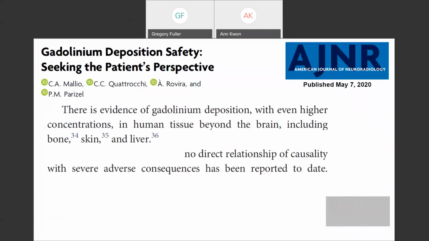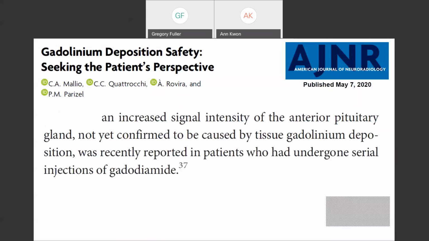Well, there's no direct relationship with causality. Yeah, I wasn't looking at my cheat slide ahead. All right, what's the structure? Anterior pituitary. This was May 7, 2020, AJNR. Increased signal in the anterior pituitary, not yet confirmed by tissue analysis by ion probe.